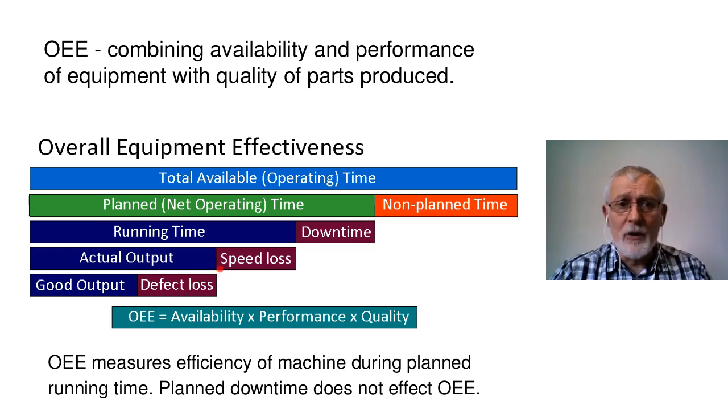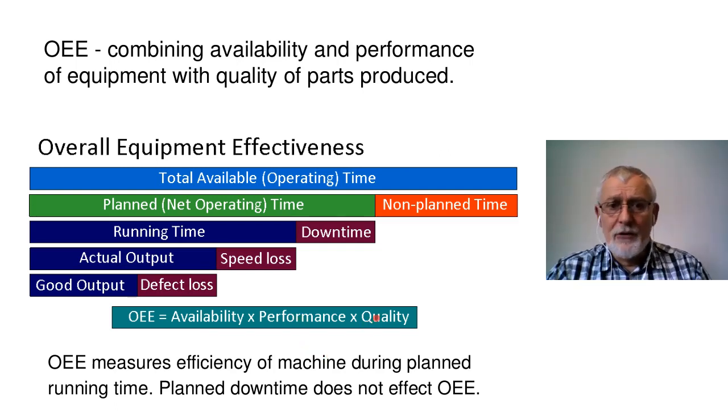So the OEE, or overall equipment effectiveness, is essentially a measure of the availability by the performance, by the quality of the product that's produced. So it measures efficiency of the machine during its planned running time. Planned non-running time for the machine shouldn't be included in this calculation.